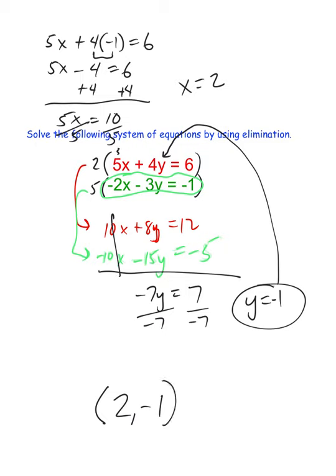And again, if I put 5 times 2 here, plus 4 times negative 1, 5 times 2 is 10. 4 times negative 1 is a negative 4, so it's 10 minus 4, which equaled 6, which is what it was supposed to do from the beginning. So 2, negative 1 is our correct answer.